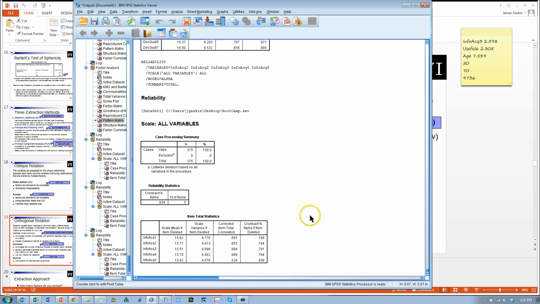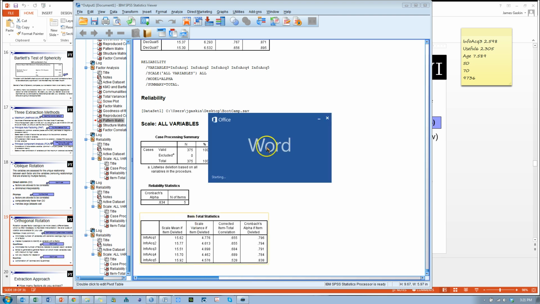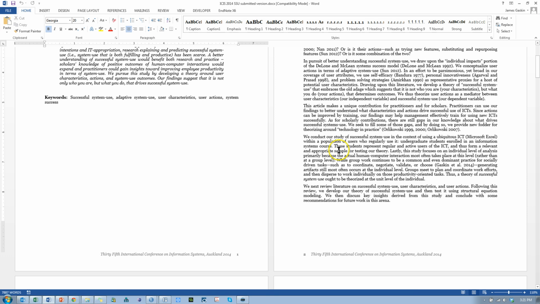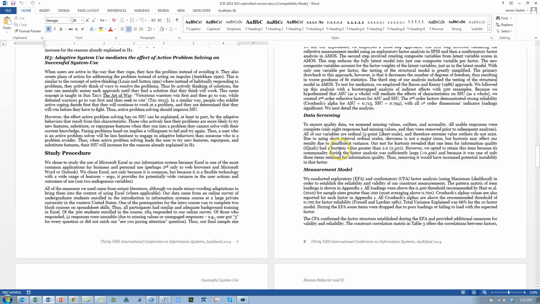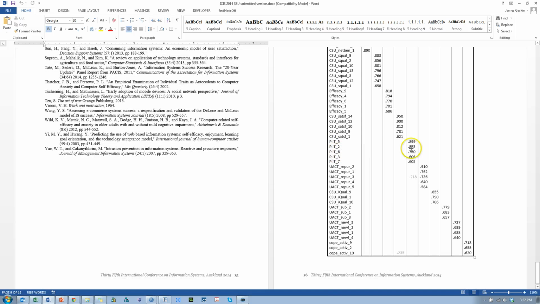Yeah, 0.838. How do you report the Cronbach's alpha? Let me show you an example. There's a paper I wrote with Steve. Let's see, I think it's this one. And hopefully it'll be accepted. Let's see. Oh, we put it down in the appendices.